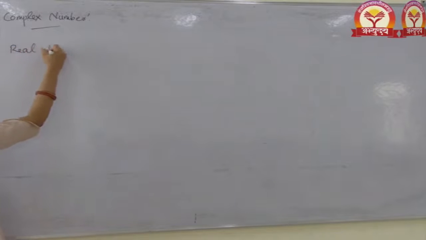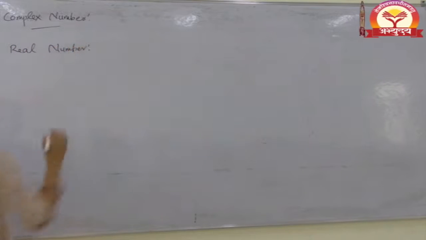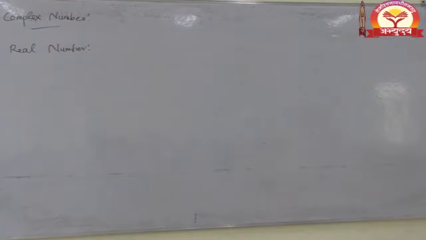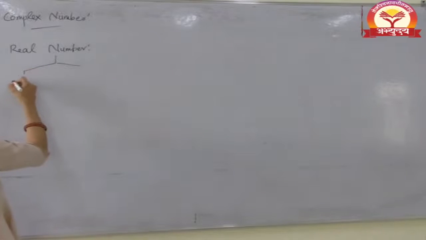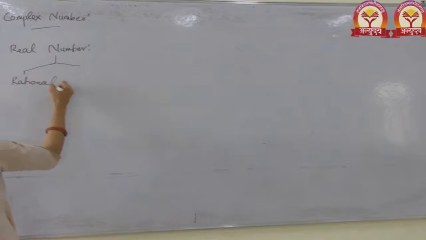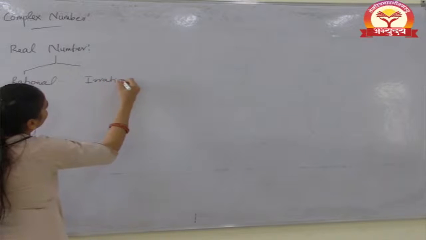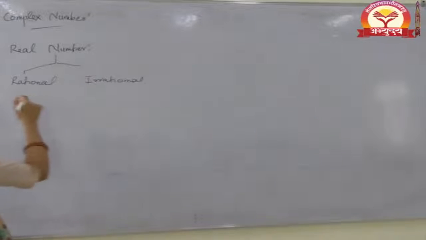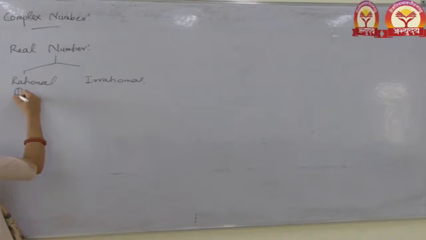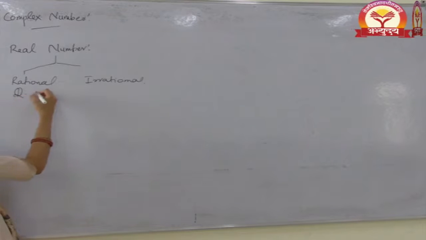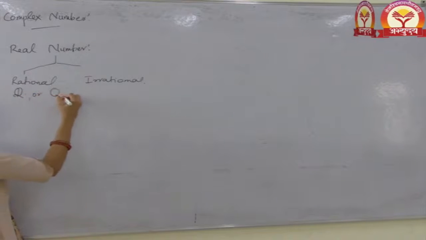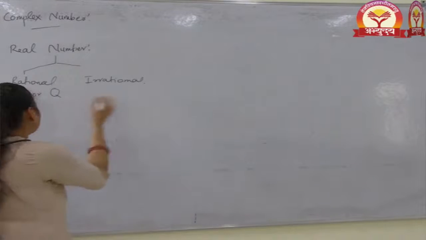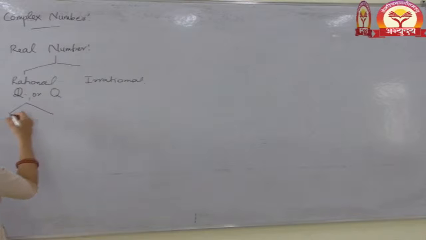What is a real number? In one line you can explain: rational and all other real numbers. If you want to categorize, this one is what? Rational, irrational. Rational number you can represent by capital Q, just a symbolic representation. Irrational numbers can also be categorized, and rational numbers also can be categorized.